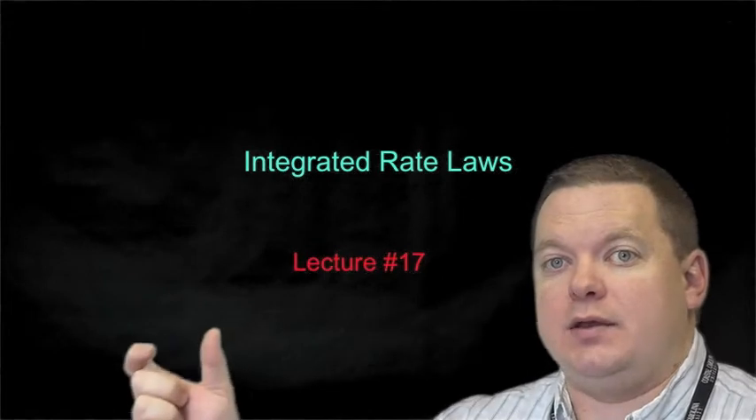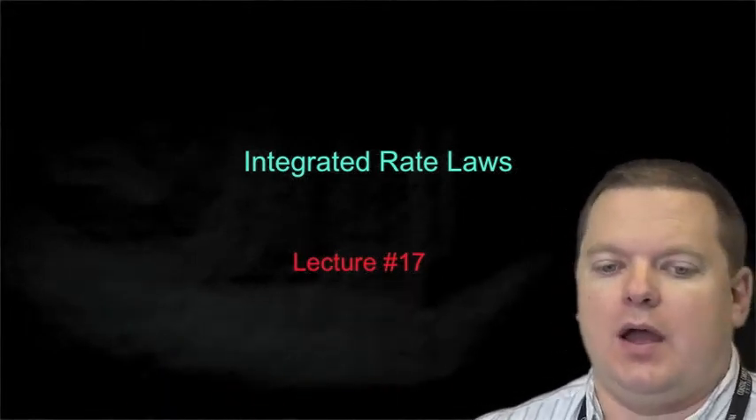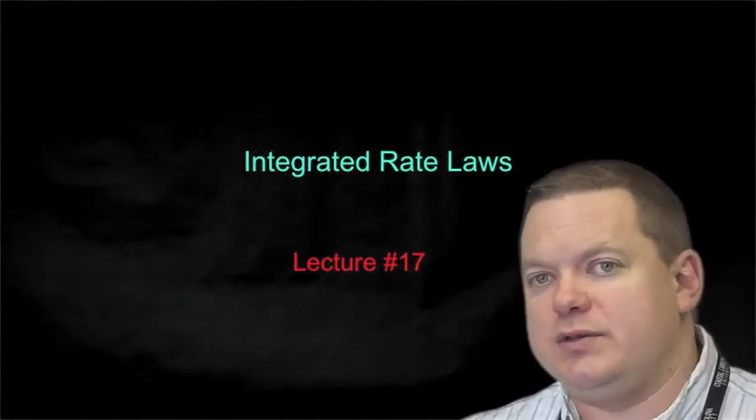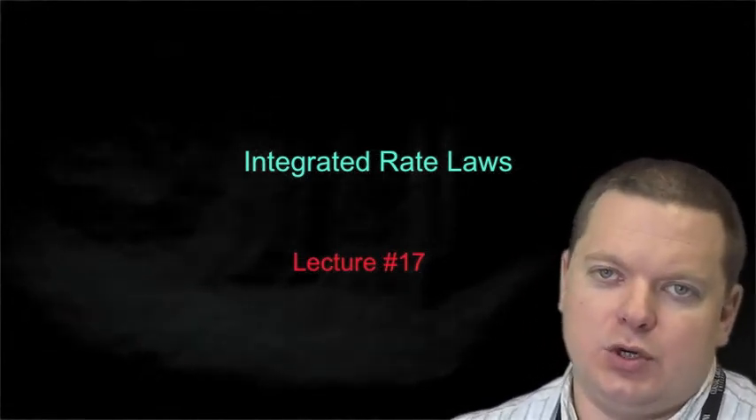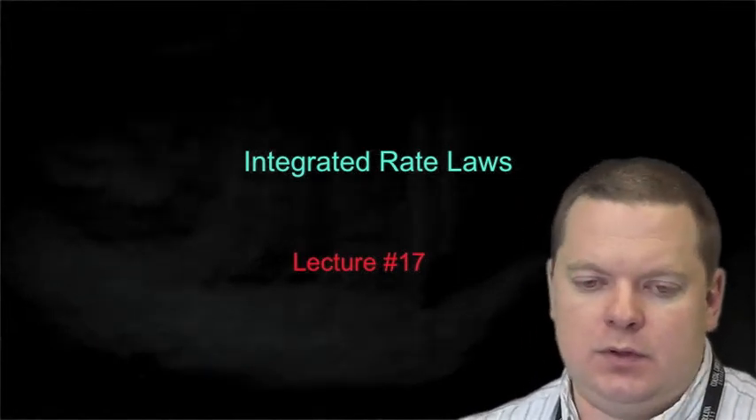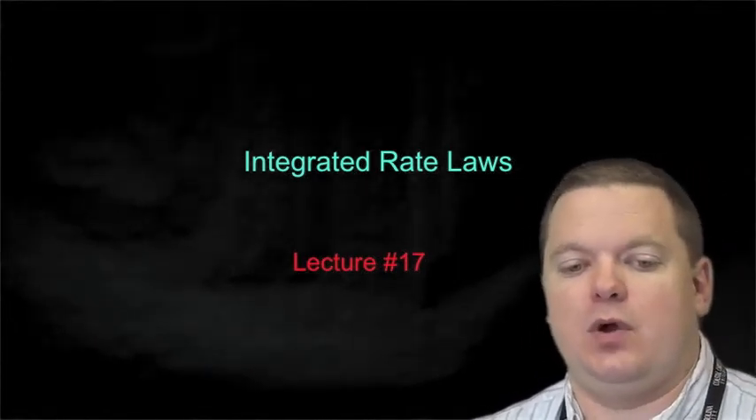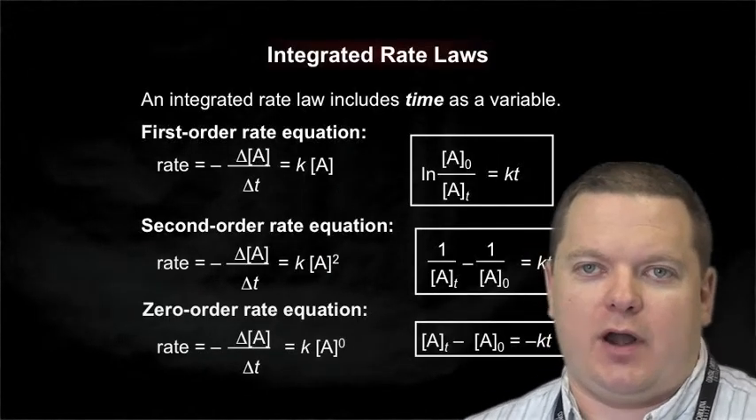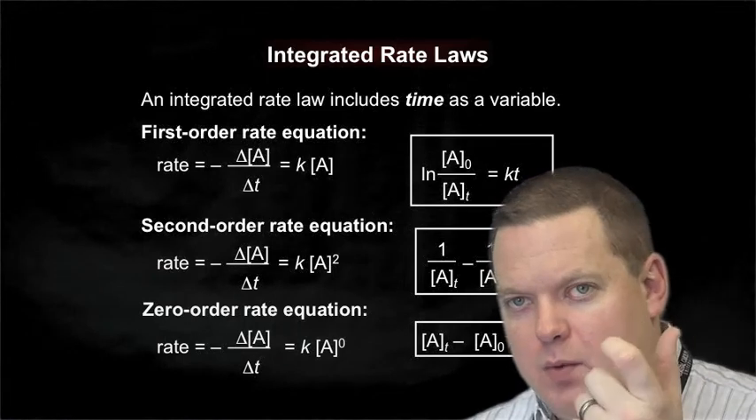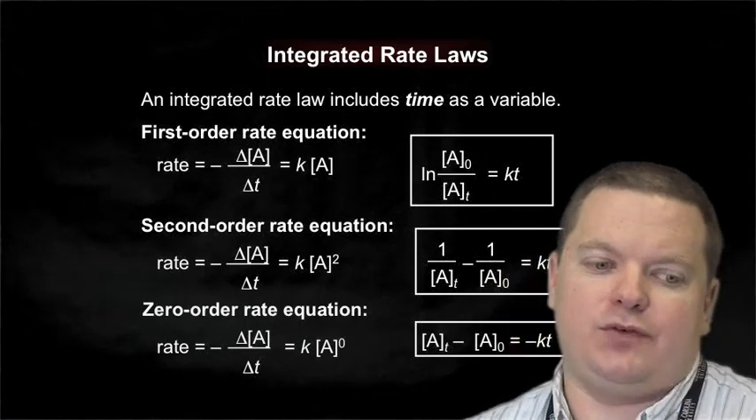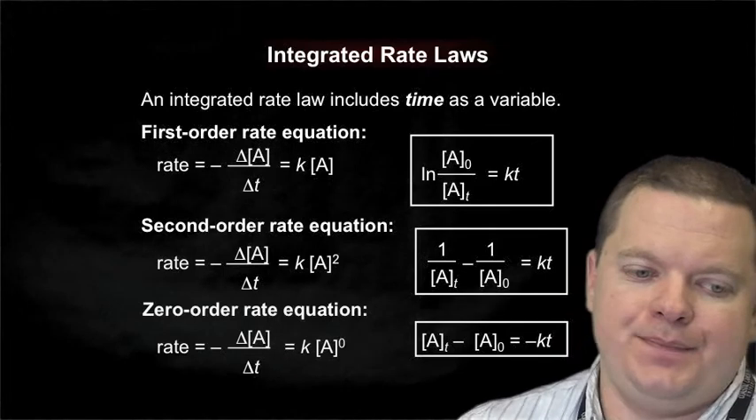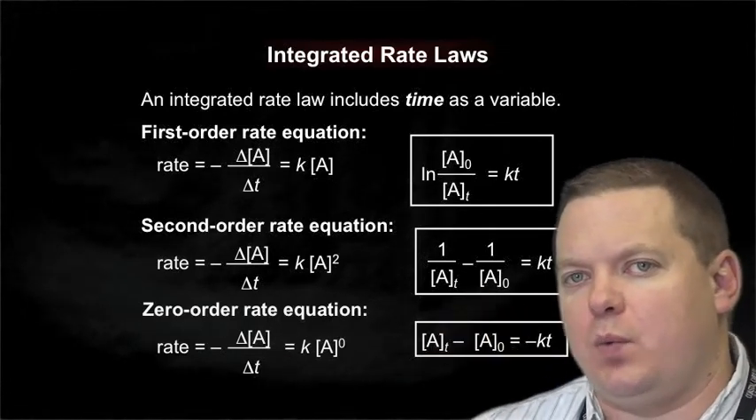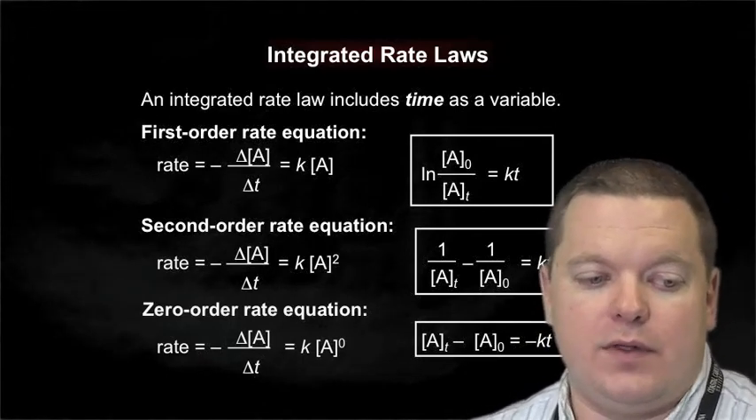So we're going to integrate these rate laws over time, and it's going to give us integrated rate laws, which allow us a second way to determine reaction orders, essentially graphically. An integrated rate law includes time as a variable. So we're taking the rate and adding time to it. And we're going to look primarily at three different rate laws here: the zero order, the first order, and the second order.